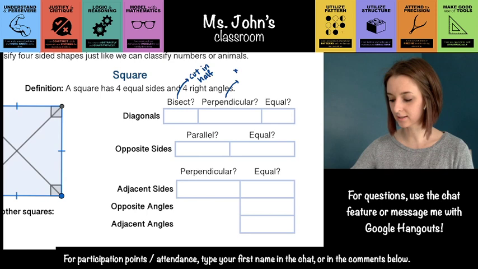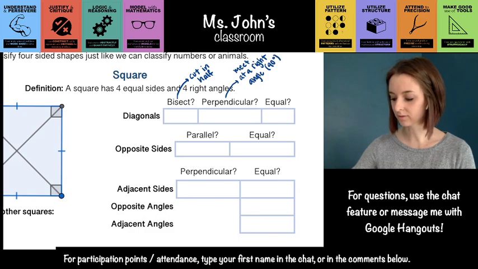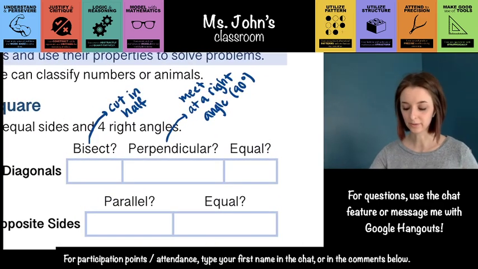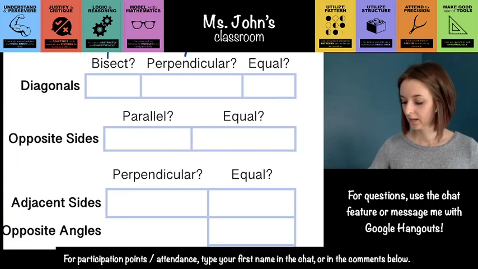Perpendicular, we have used that one. Perpendicular means that they meet at a right angle, also known as a 90-degree angle. And you know what equal means. That one we don't have to talk about.